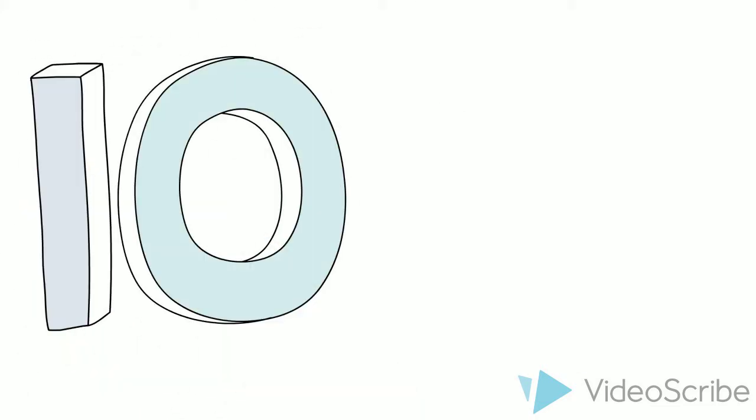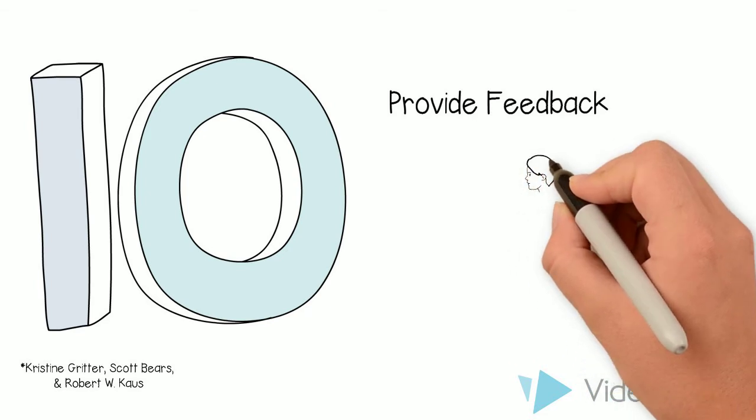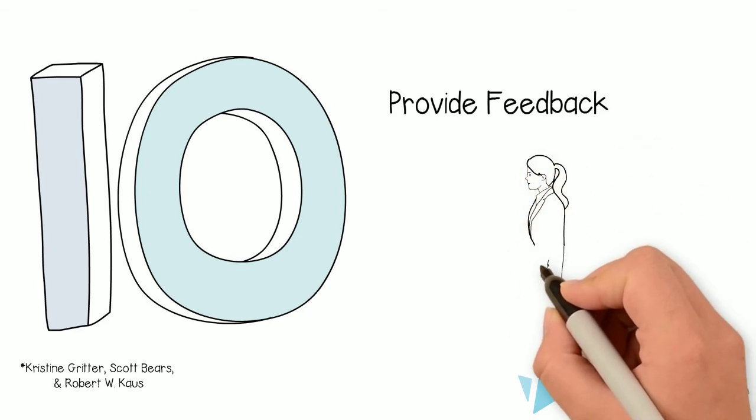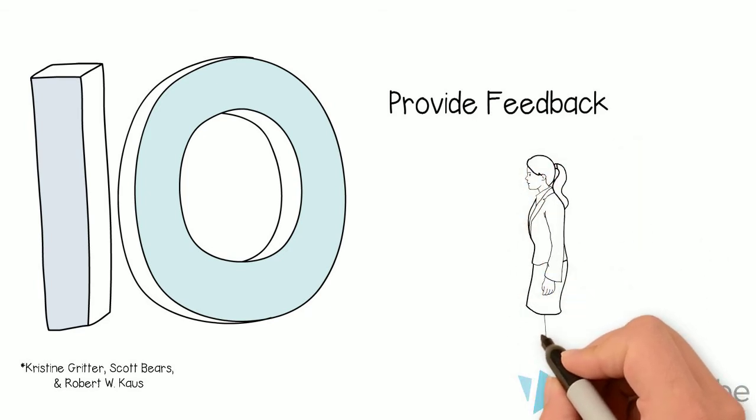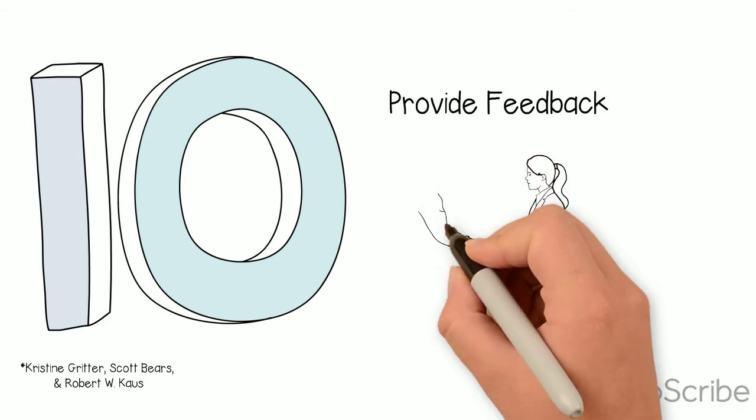This leads to step 10, provide feedback. Feedback is key in allowing the students to know how they are meeting the requirements. It is important to provide positive feedback and constructive criticism so that students know what they did to make them successful as well as what they need to do better.